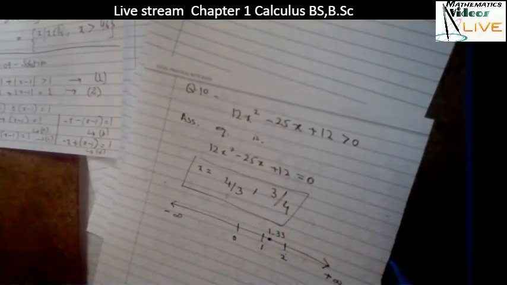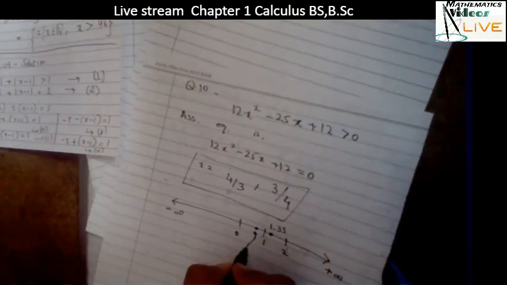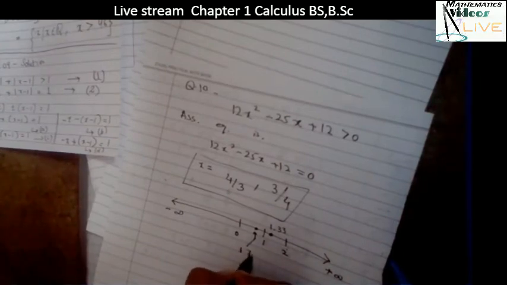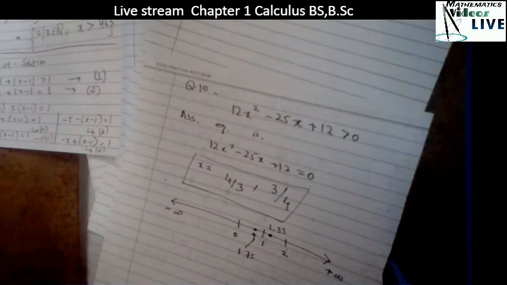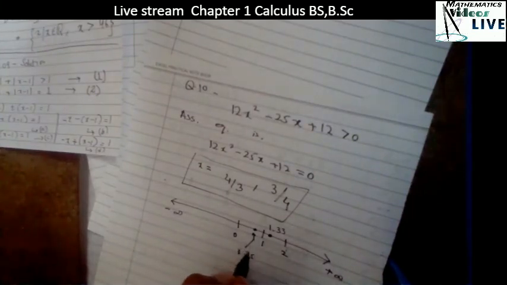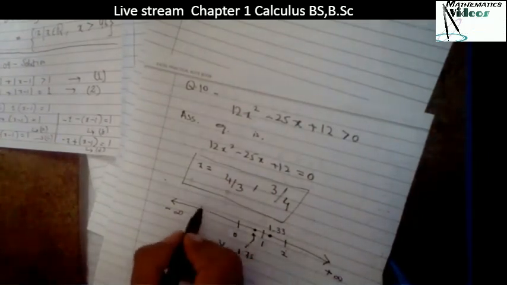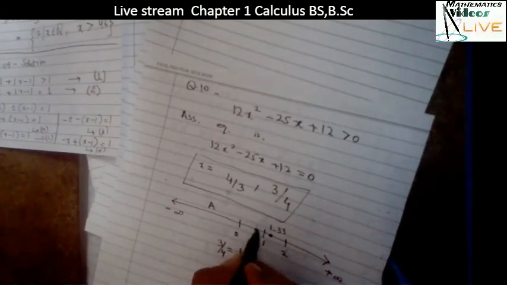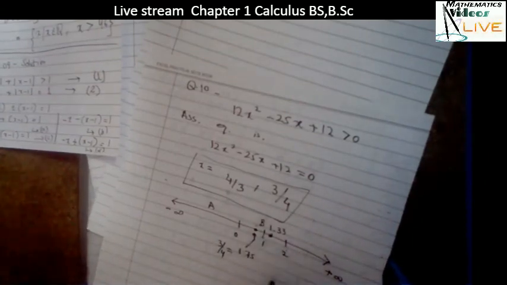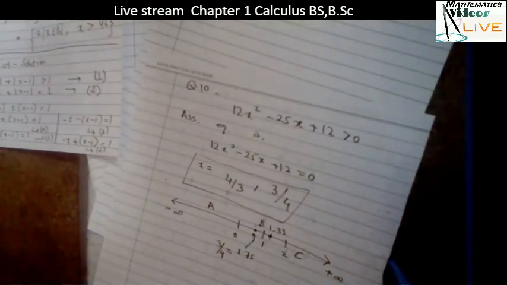We will write it here. This is negative infinity, positive infinity, 0. 4 divided by 3 is equal to 1.33. This is 1 and this is 2. 1.33 is somewhere here. And 3 divided by 4 is equal to 0.75, which lies somewhere here. This is 0.75.